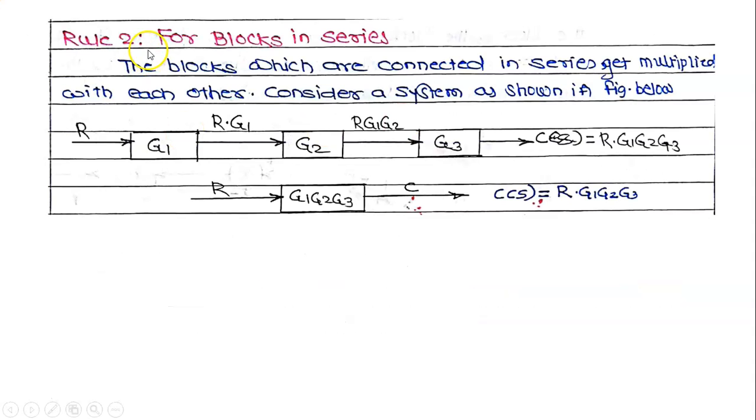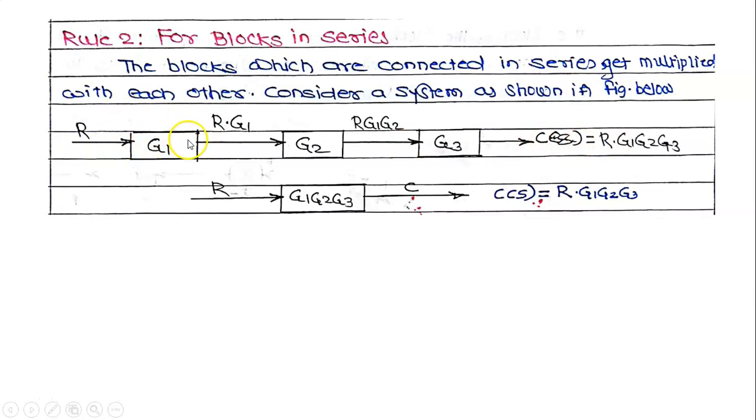Now rule number 2, blocks in series. The blocks which are connected in series get multiplied with each other. Consider a system as shown in the figure below. This input signal R is there, block G1 is there, block G2 is there, and block G3 is there. These blocks are connected with each other. This C(s) is nothing but the controlled output.